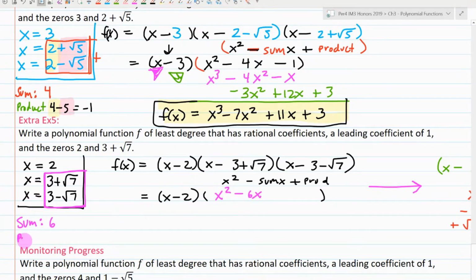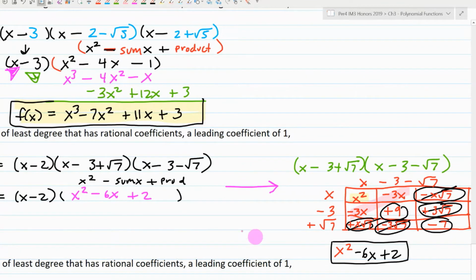And then the product is 3 times 3, which is 9. And radical 7 times minus radical 7, which is minus 7, which is 2. And if you go back and let me show you what I did over here, you could see that I got the same answer. It was just much messier to do it this way.